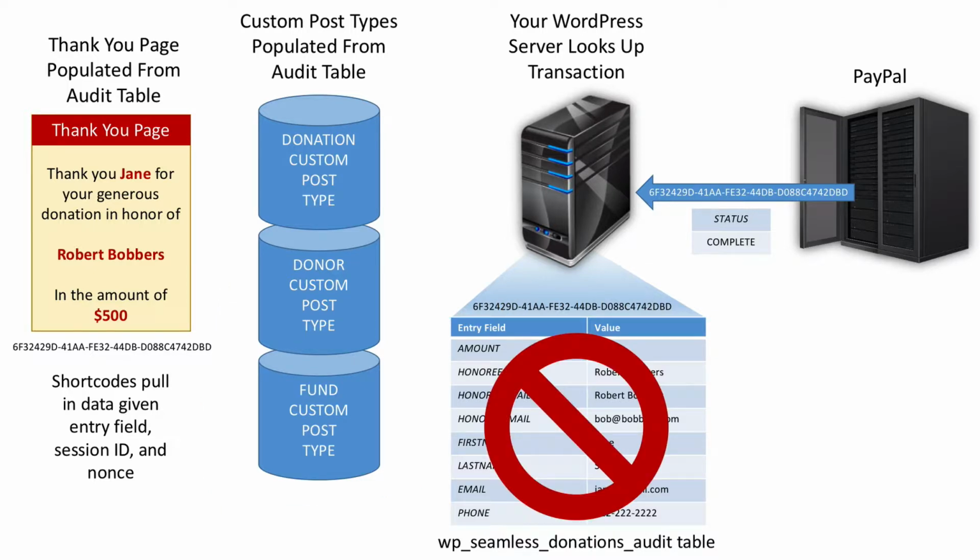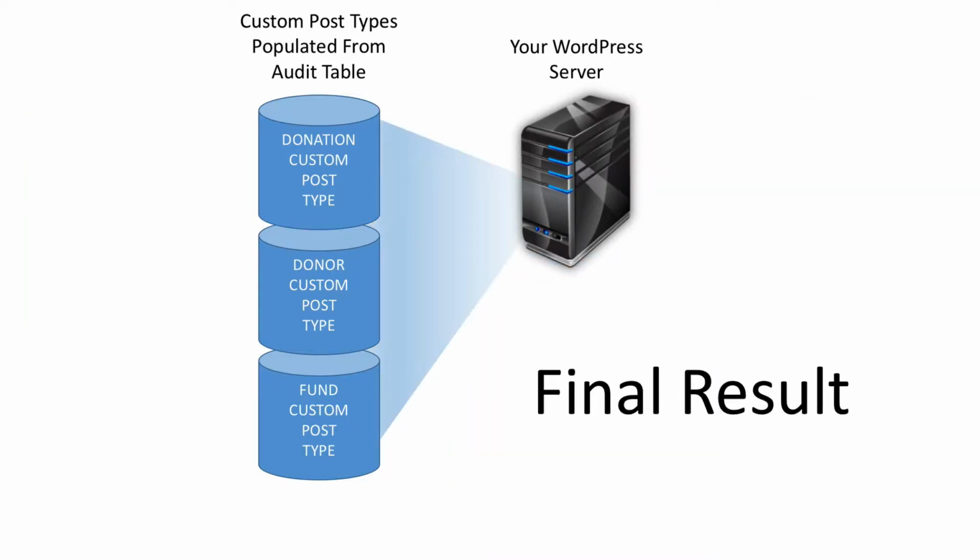What happens next is that, from this point on, we ignore the audit table in terms of this particular transaction, this particular donation. So our net result is you've displayed a thank you page, and the data has been populated into the donation custom post type, the donor custom post type, and the fund custom post type. And that is the ongoing living data that you can work with into the future as you manage your donations.